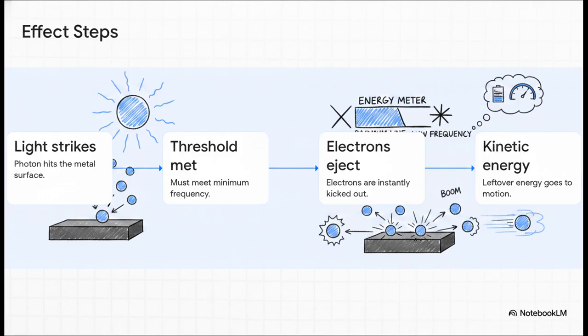Let's walk through the steps of the photoelectric effect. 1. A photon strikes the metal surface. 2. That photon must meet a strict minimum energy requirement called the threshold frequency. If the light's frequency is too low, you can shine the absolute brightest spotlight on that metal all day long and nothing will happen. 3. If the frequency is right, boom, electrons eject instantly. One photon knocks out exactly one electron. 4. Any leftover energy from that photon? That simply becomes the kinetic energy of the flying electron.